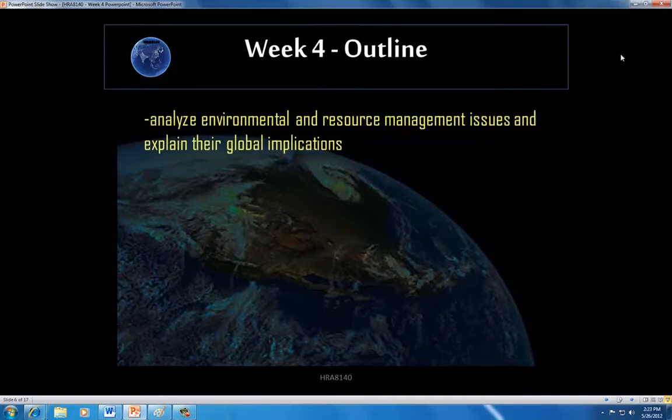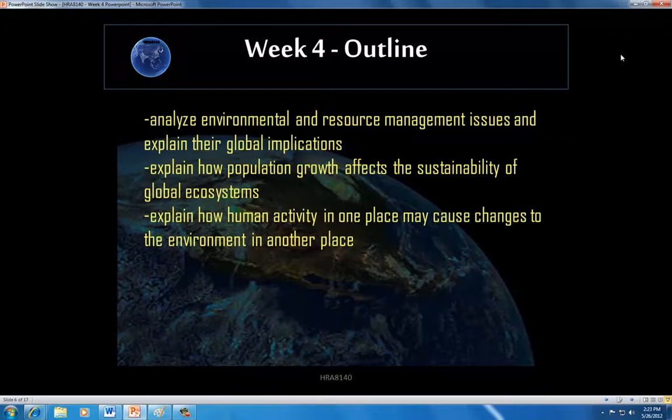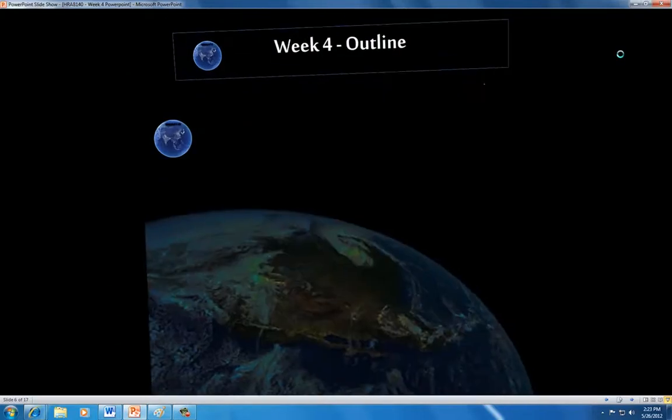Week number 4. In this week, we'll analyze environmental and resource management issues and explain their global implications. We'll explain how population growth affects the sustainability of global ecosystems. We'll explain how human activity in one place may cause changes to the environment in another place.